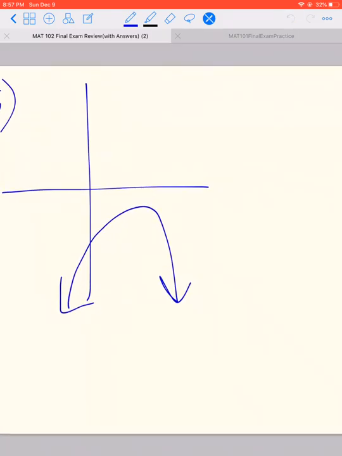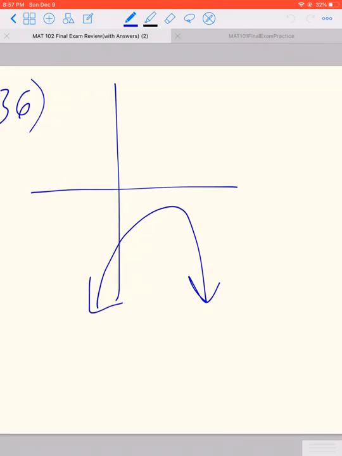Take a look at question number 36. Question number 36 asks us whether or not the function is one-to-one or whether it has an inverse. Here, if we look at the function presented in 36, this function fails the horizontal line test. The horizontal line test says that if there's any horizontal line that intersects the graph in more than one point, then the function is not one-to-one.